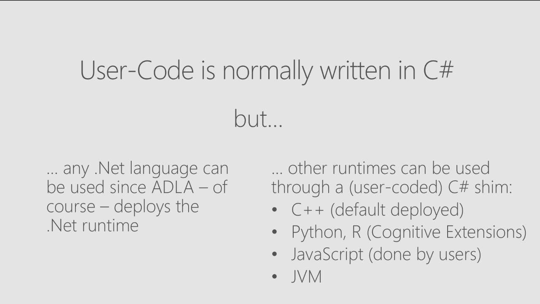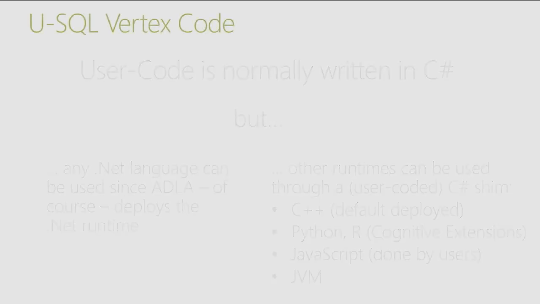You also have Python and R. We currently give you a runtime extension that you can install from the Azure Data Lake Analytics portal that we call the Cognitive Extension Library. And we'll see an example of that in a minute. You could also, for example, deploy in a similar way your own JavaScript runtime. Currently, you have to do that yourself. Or you can also make use of the JVM. We'll see an example of that later in the presentation as well.